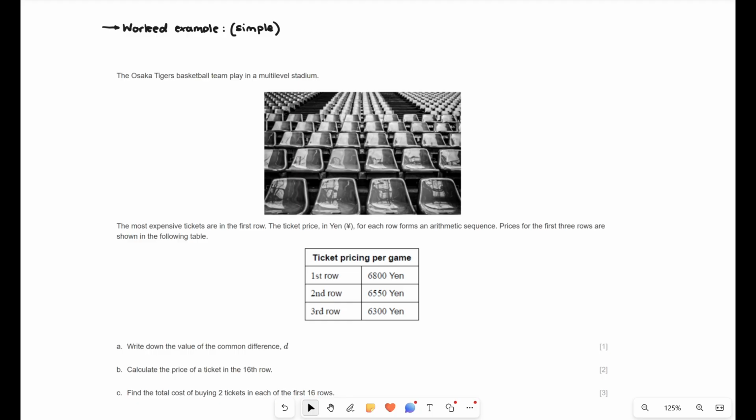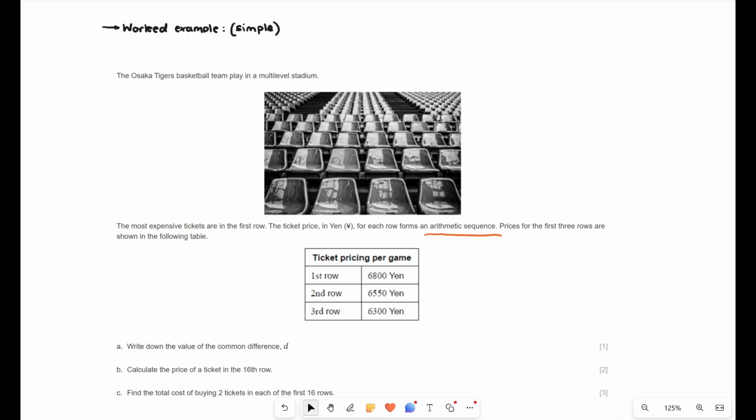Okay, we've moved on to look at a worked example. This is one of the simpler examples that I found, and hopefully this will be a good introduction. This is a paper 1 question. So reading the question, it says the Osaka Tigers basketball team play in a multi-level stadium. The most expensive tickets are in the first row. The ticket price in yen for each row forms an arithmetic sequence. So that's the first key bit of information there, is that each row forms an arithmetic sequence.